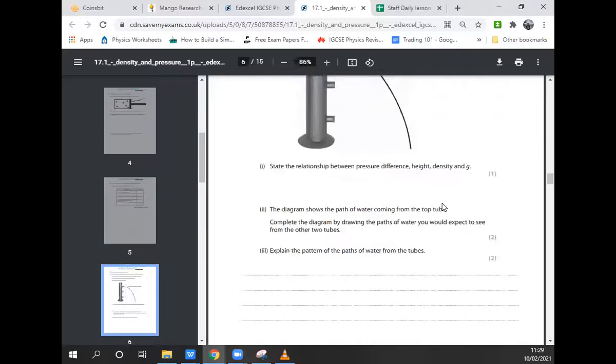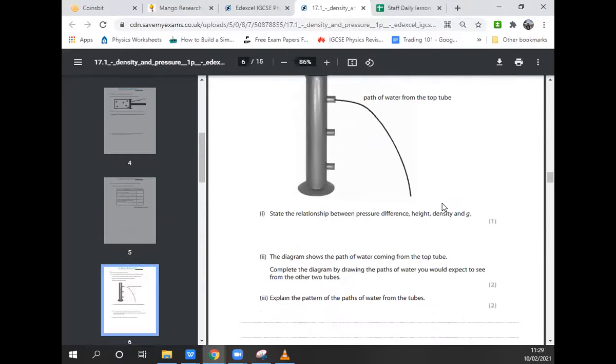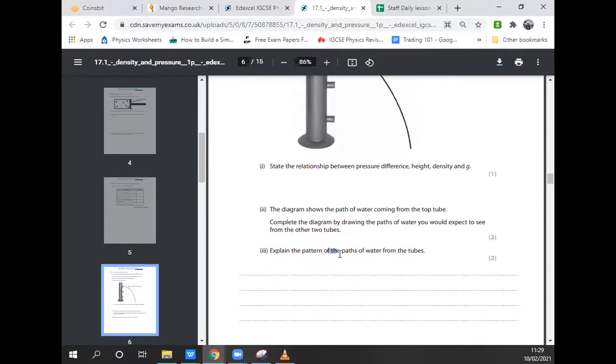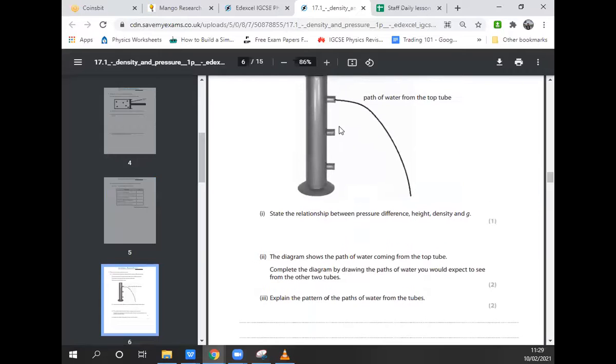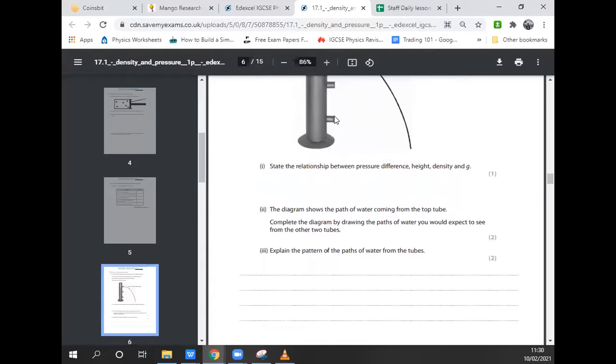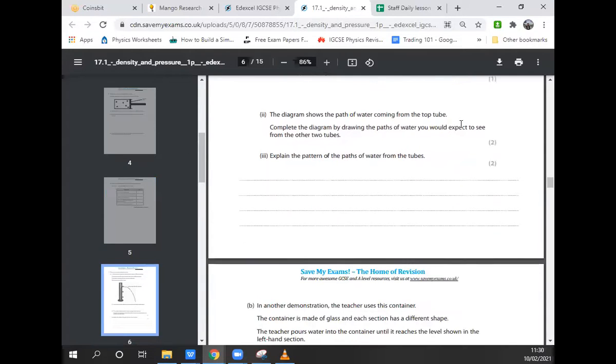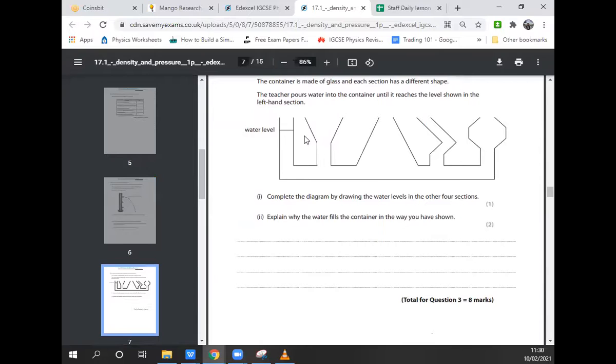Then here, these are some basic stuff, right? So complete the patterns of the water. We did this in class. The hole in the bottom will shoot out water the furthest, right? So explain the pattern means, because now the pressure is higher, the pressure is proportional to depth, and as depth increases, pressure increases. Therefore, the bottommost hole has the most pressure there and thus shoots out the water at the higher velocity, right?